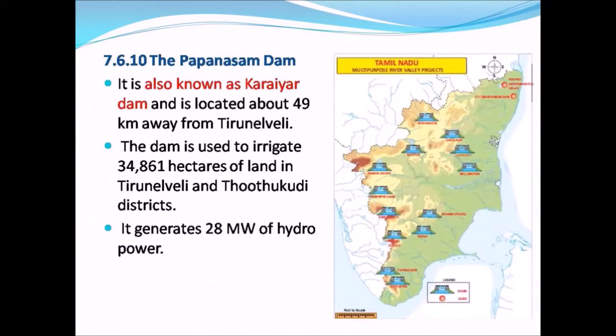The Papanasam Dam. The Papanasam Dam is also called Karayar Dam, and it is located about 49 km away from Tirunelveli. Papanasam Dam is built across the river Tamarabarni. This dam irrigates a land area of about 34,861 hectares of land in Tirunelveli and Thoothukudi districts. It generates 28 megawatts of hydropower.